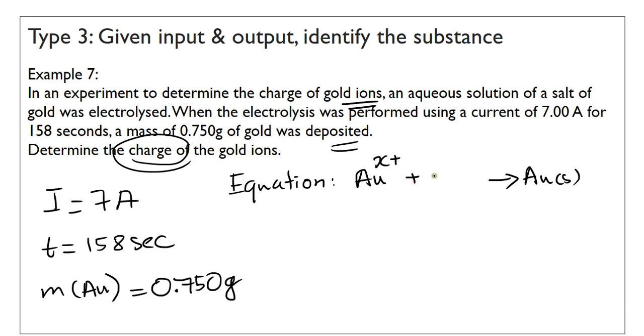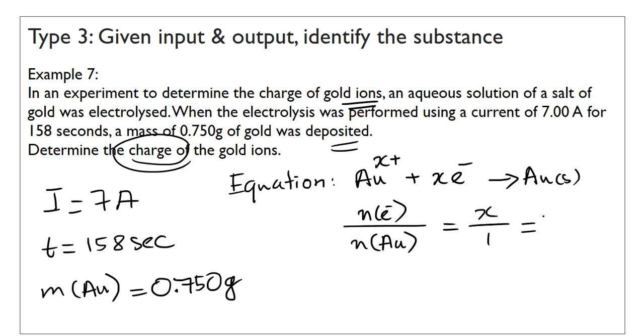And then if you need X amount of electrons to get to here. What I'm trying to say is that the ratio between the number of moles of electrons and the number of moles of gold is going to give you an indication of what the charge is. If the ratio is 1 to 1, it means that the charge of the ion was 1. If the ratio is 2 to 1, the charge of the ion will be 2, and so on. So if I can find this ratio, I can find the charge of the ion.